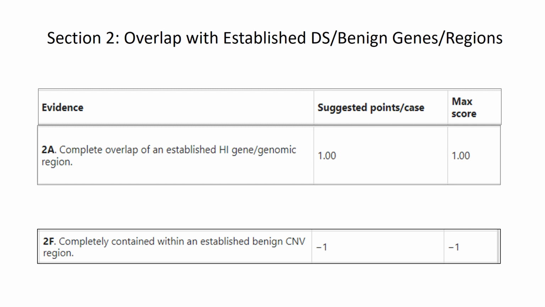In Section 2 of the CNV interpretation metrics, we must evaluate whether this multi-gene encompassing deletion completely overlaps an established dosage sensitive or benign gene or region, which would move scoring for this deletion into a pathogenic or benign category respectively.